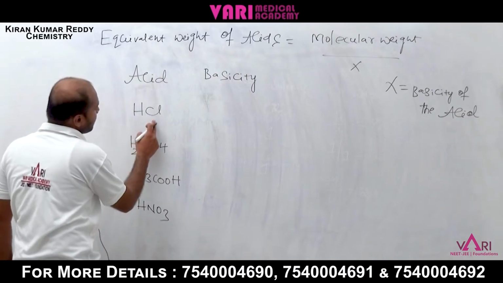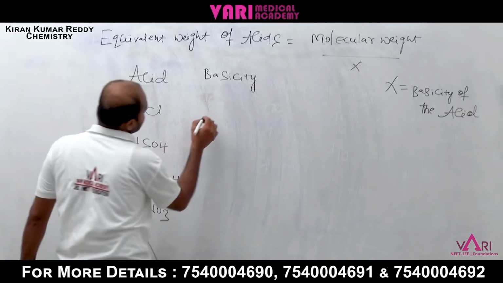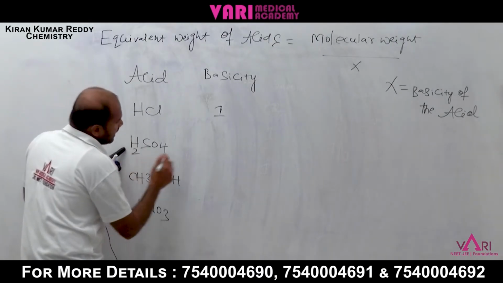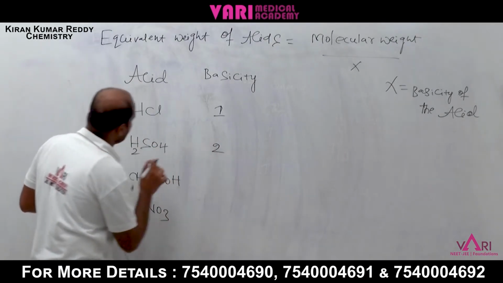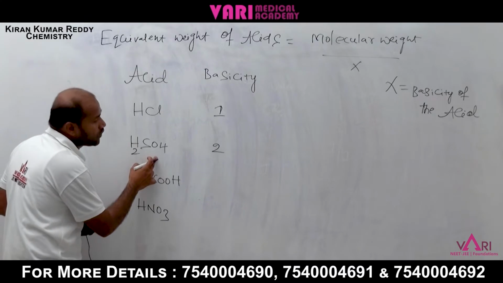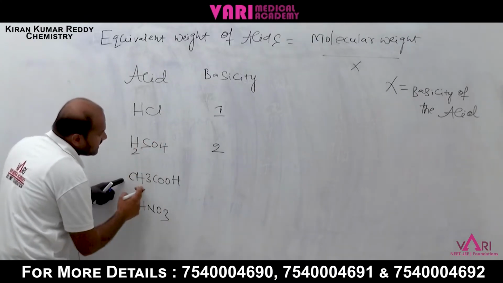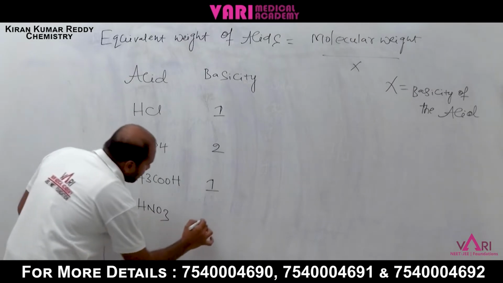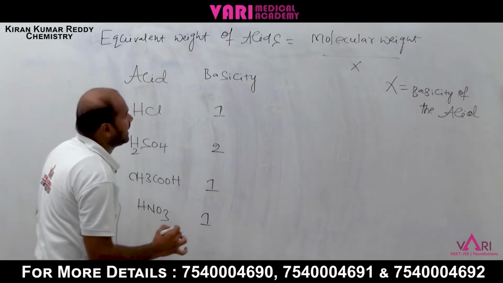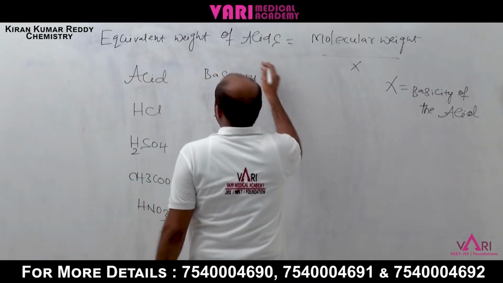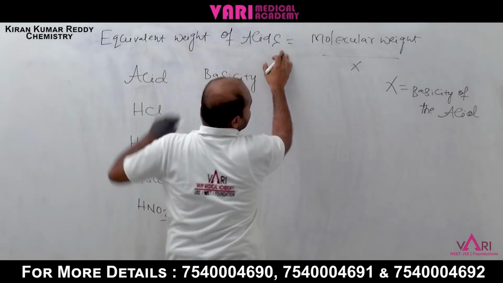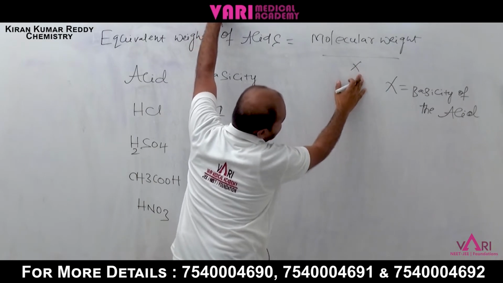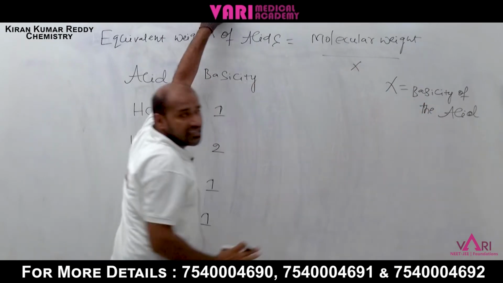Here how many replaceable? 1. Basicity is equal to 1. For H2SO4 it is 2, because 2H plus and SO4 2 minus. Acetic acid also 1. HNO3 is 1. Now what is the formula? Equivalent weight of acid is equal to molecular weight by X. X means the basicity of the acid.